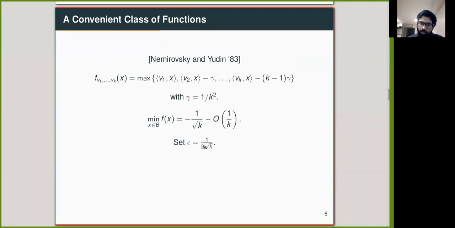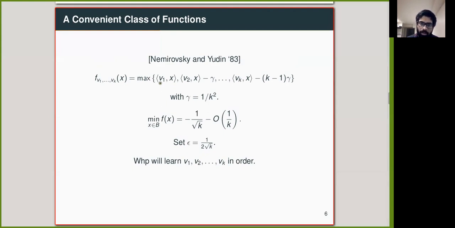And with the same value of epsilon, the task that we are faced with is again the same. We want to find an x for which all of these components are less than or equal to -1 by 2 square root k. The way this is different from the previous function is that we're going to learn all the vectors in order.